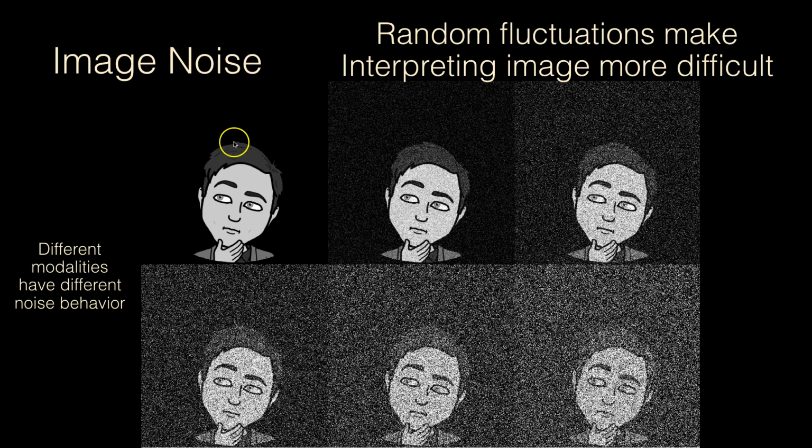So for instance, if you look at the border between the hair and the background, it's very obvious here, and it becomes difficult to appreciate where the border is between the hair and the background in the case where the noise has significantly increased. Likewise, our ability to differentiate the area of interest in a clinical image would be hindered by the presence of noise.